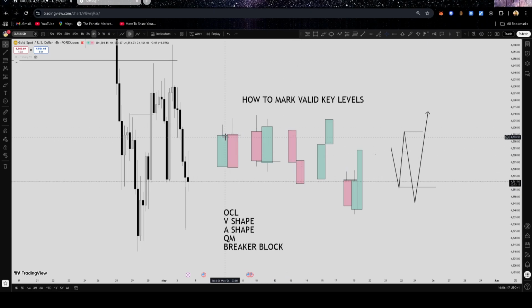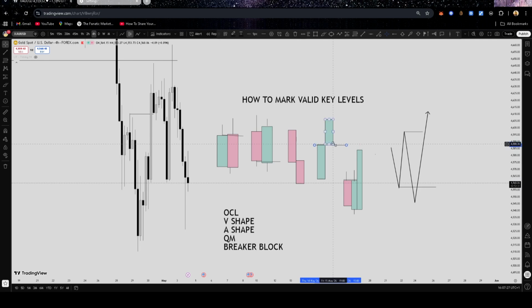Now, if you move to the lower time frame and you see an OCL, you see a V-shaped key level, you see a breakout block, you can refine to it. That is a valid key level. And for OCL, take note if you are trading OCL. If you are moving to the lower time frame to refine an OCL, and you see an OCL, do not take that trade. You will hit SL. I will advise you to go for the next key level below and avoid this.